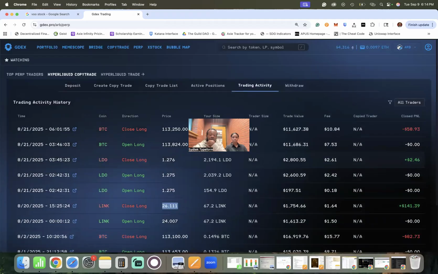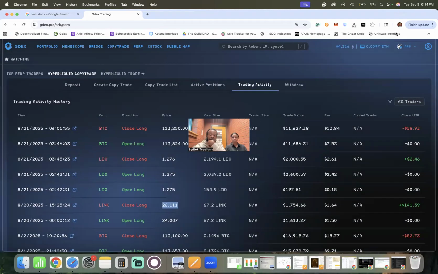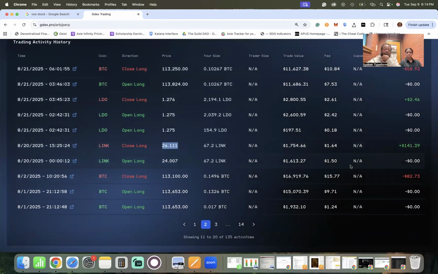There it goes. There's one banger. I got spanked. I was testing. I got spanked for 82 bucks on this one, right? Then I turned around, traded Chainlink, and made 141, right? But here's a trick bag, little one.